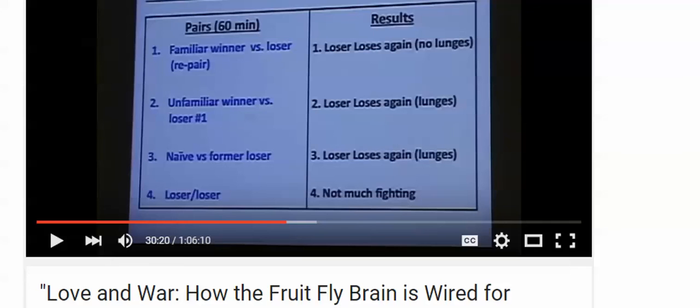right? Because even if a fruit fly shows the fruit fly, once the fruit fly loses, they are more likely to lose the next fight. They just give up. And look at number 4. When you put the loser against the loser, there was no fighting.